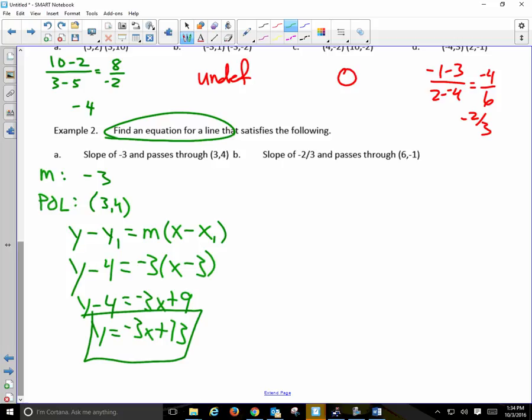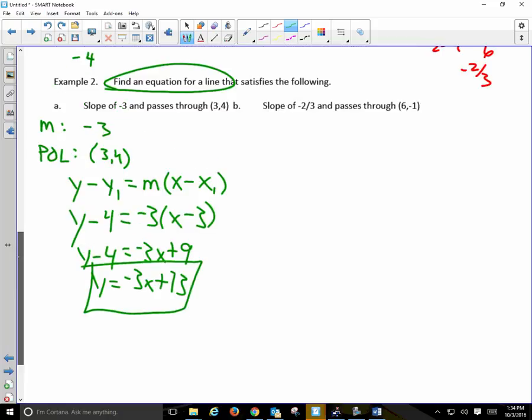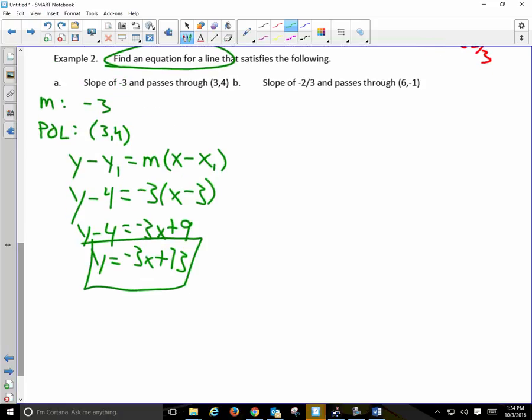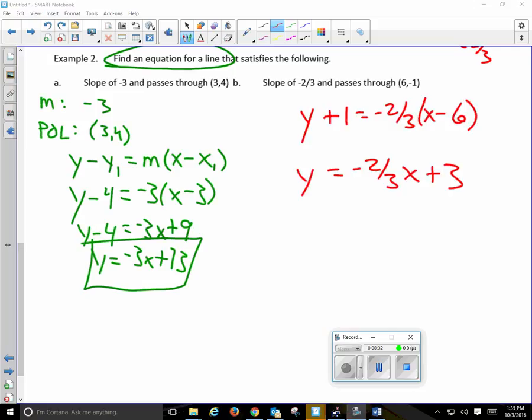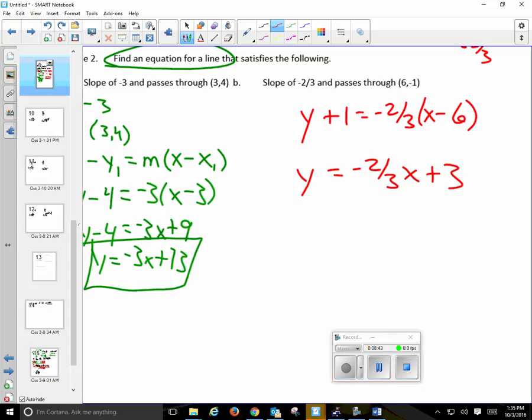You go ahead and do B on your own. Okay, I got y equals -2/3 x plus 3. Everybody okay with that? Okay, let's move along.